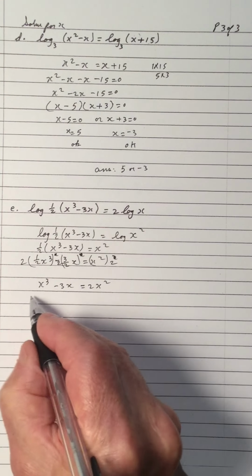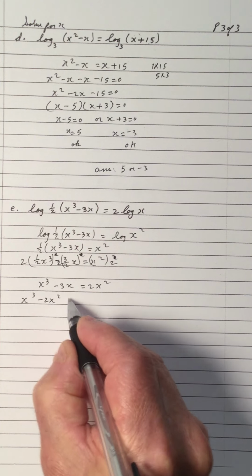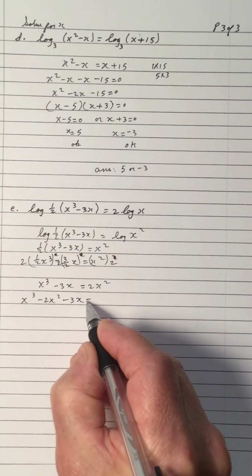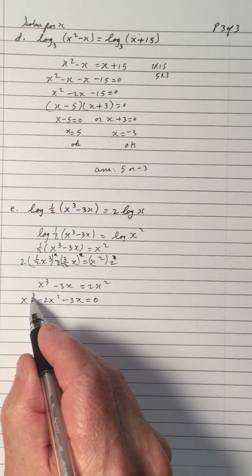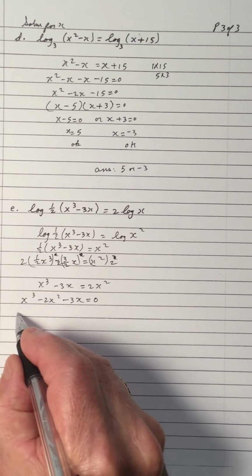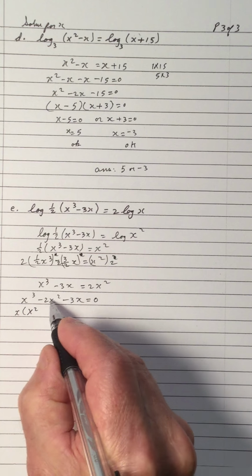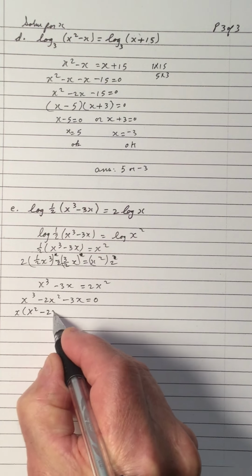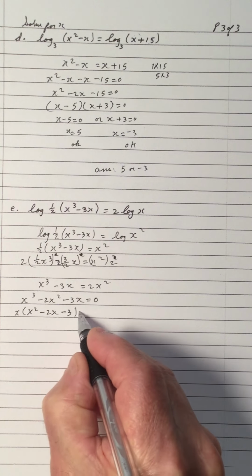Now we have all x's, so we have to do descending order. x cubed minus 2x squared minus 3x equals 0. And because we have an x cubed, that means we have 3 values of x. So x is the GCF, so let's take x out. x cubed divided by x is x squared. Negative 2x squared divided by x is negative 2x. Negative 3x divided by x is negative 3.